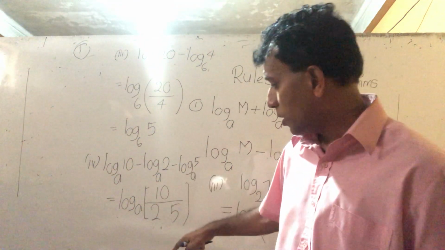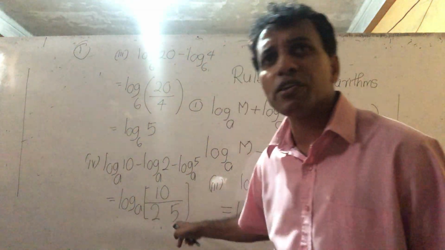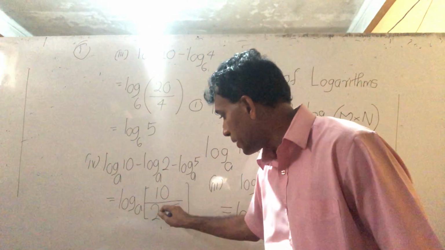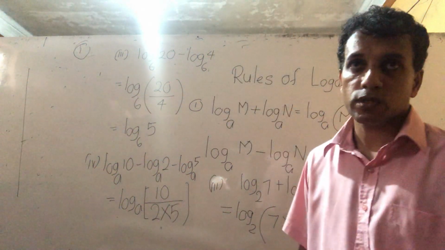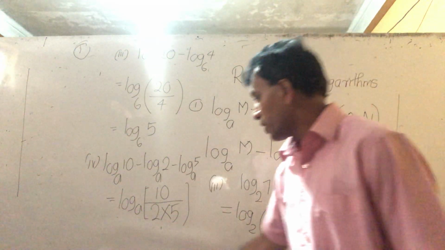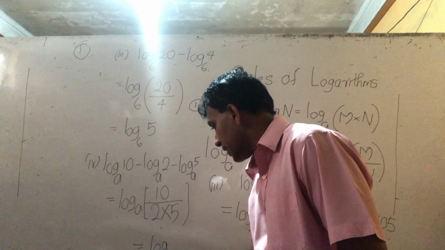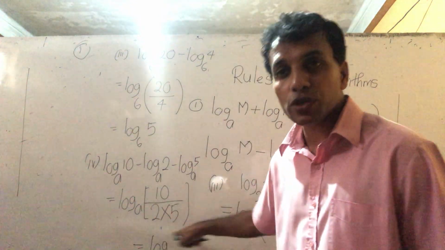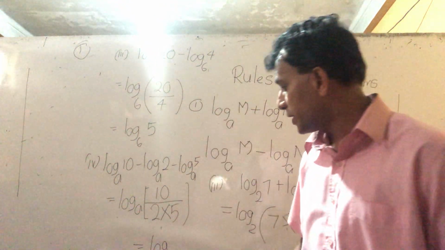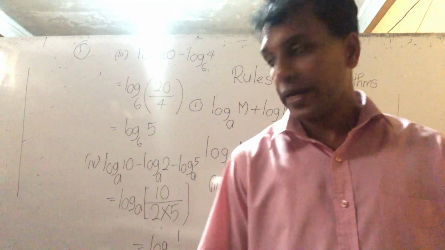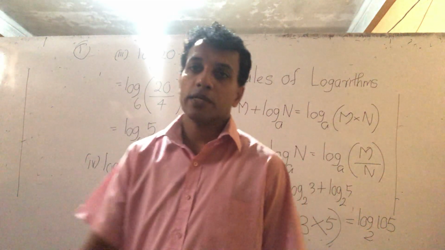5 also below. But if you see something like this, it becomes 25. There's no 25 like that, so put a multiplication. Okay. So what is the answer? Logarithm base A. Here 10, here also 10. 10 divided by 10 is 1. Logarithm base A, 1. That's the answer.